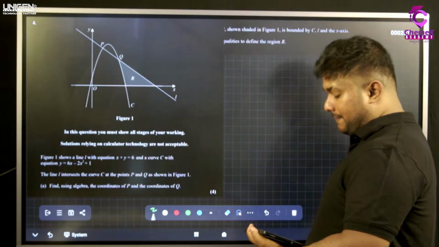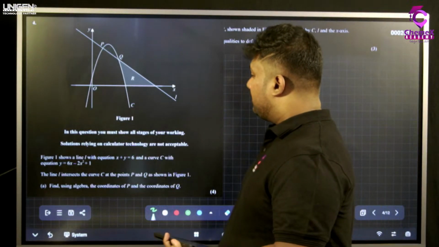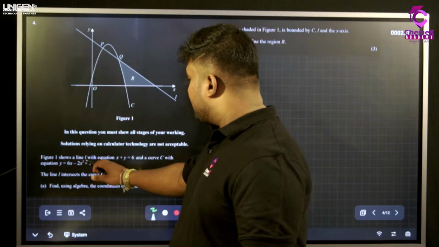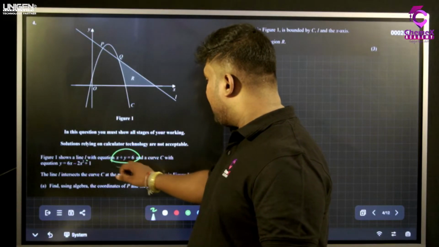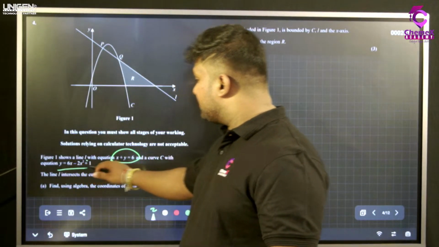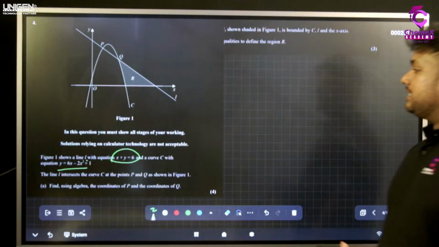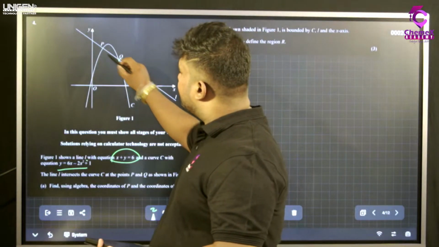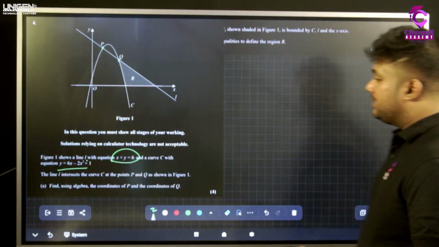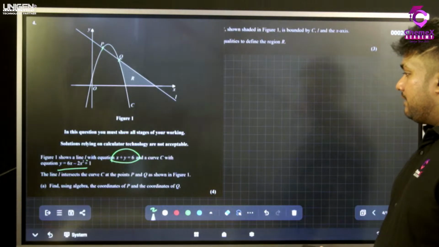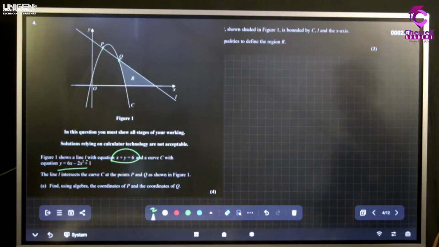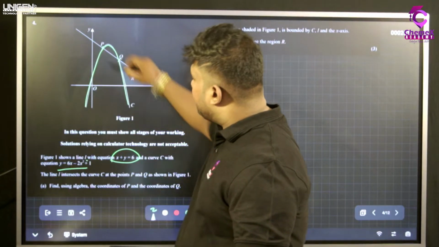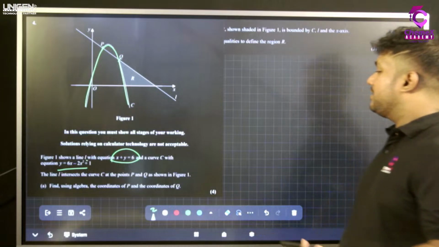So how do you do this? In question number 4, they have given a curve. Show that the line x plus y equals 6 and curve C with equation y equals 6x minus 2x squared plus 1. The line L1 intersects C at the points P and Q. So they say they both intersect at these two places, right? So find, using algebra, the coordinates of P and Q. Easy. If you have a U-shaped equation and a straight line, how do you get the points of intersection?